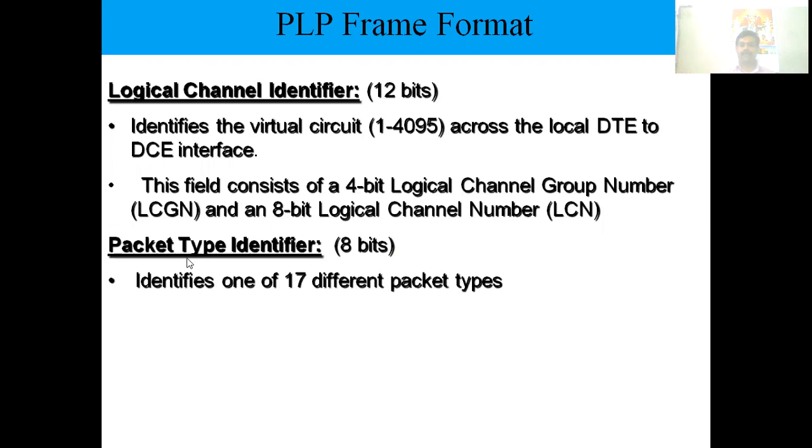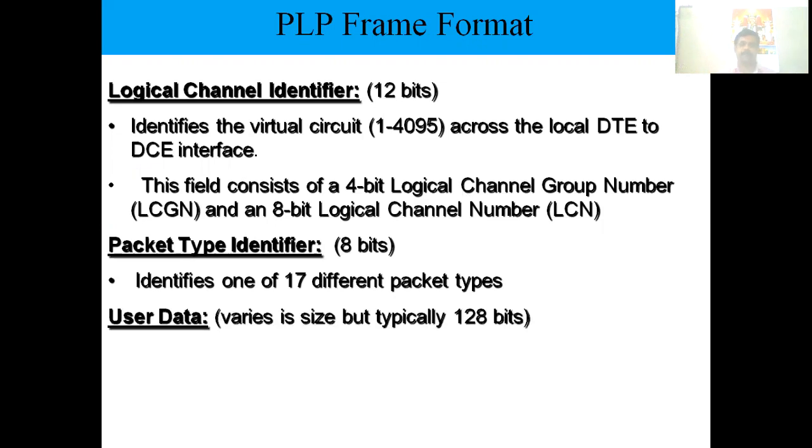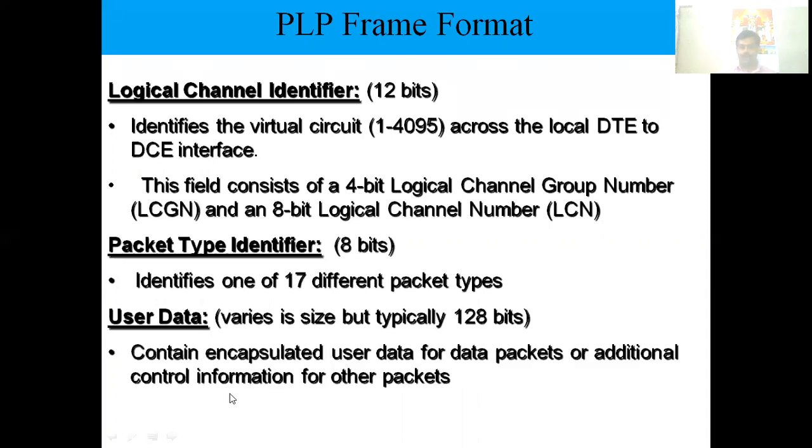Next one, packet type identifier. It is 8 bits. It identifies one of the 17 different types of packets. By using this packet type identifier, we can identify which type of packet it is. Next one is user data. The user data will vary in size, but typically it is 128 bytes long. This user data will have the encapsulated user data for data packets or additional control information. So this user data will have either user data or control information.